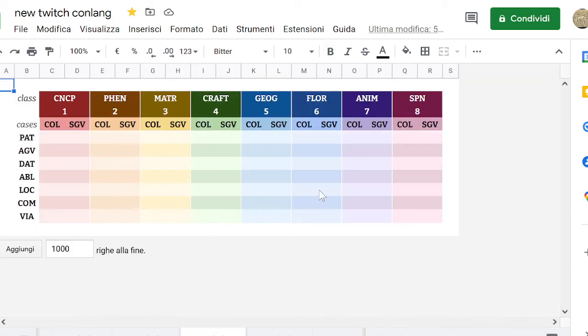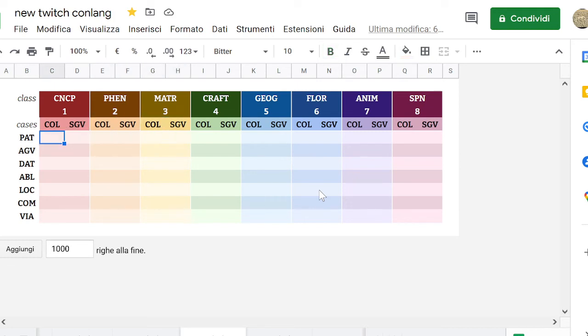So here's the declension table I made way back when, and I edited it to reflect the new genders. So we've got the eight genders: concept, phenomenon, matter, craft, geographic, floral, animate, and supernatural. And I also have columns for collective and singulative of each one for the different forms.